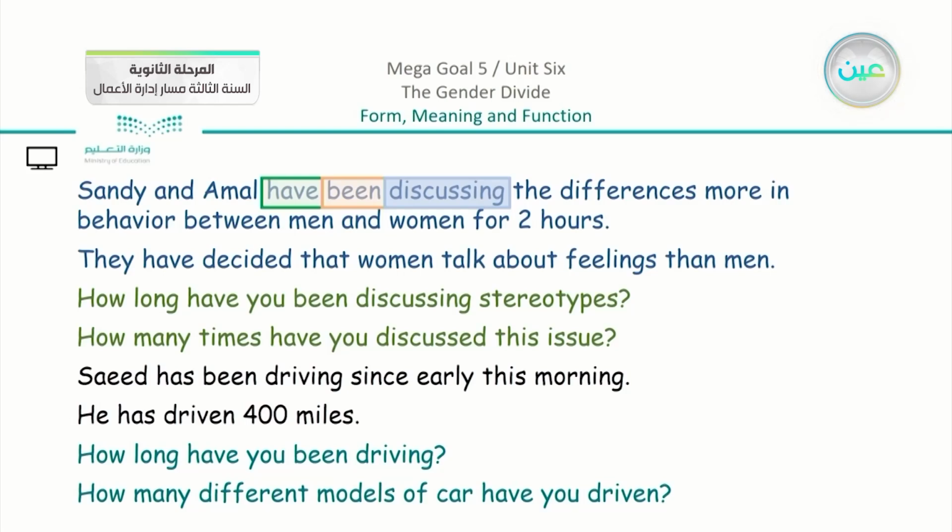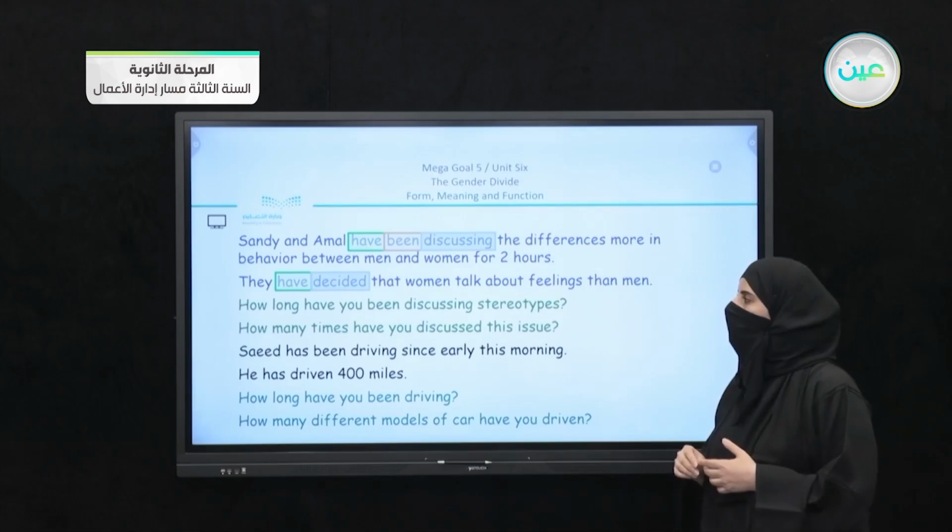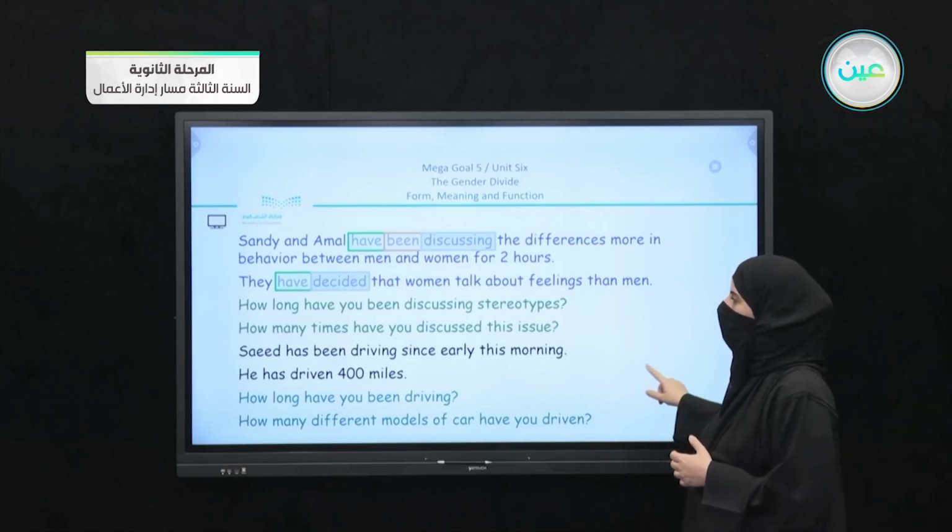The next example: they have decided that women talk about feelings more than men. We can say that we have here "have decided." Now, what is the result of their discussion? The result is the most important thing. That's why we have here the present perfect simple. And after that, we have the question, how long have you been discussing stereotypes?